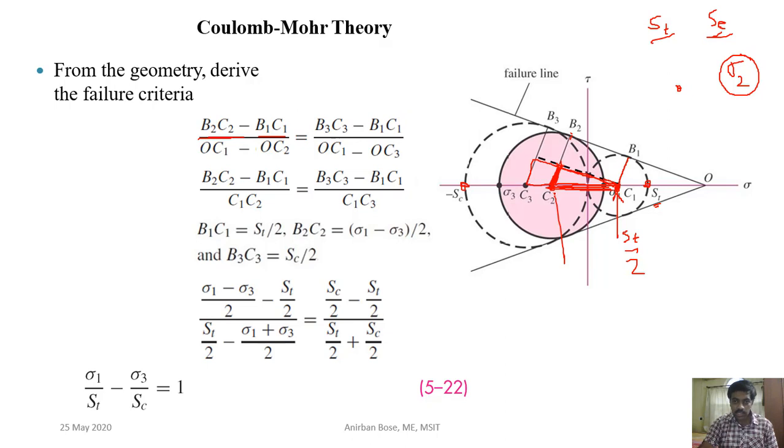Because the total diameter is ST, the coordinate of this point is ST by 2. And what is the coordinate of this point, tell me? Here it is sigma 1, here it is sigma 3, then what is the midpoint? Sigma 1 plus sigma 3 by 2. This is the midpoint. So this coordinate minus this coordinate is basically C1C2. So that is this quantity. In the upper side it is B2C2, which means this radius. What is this radius for the inner circle?